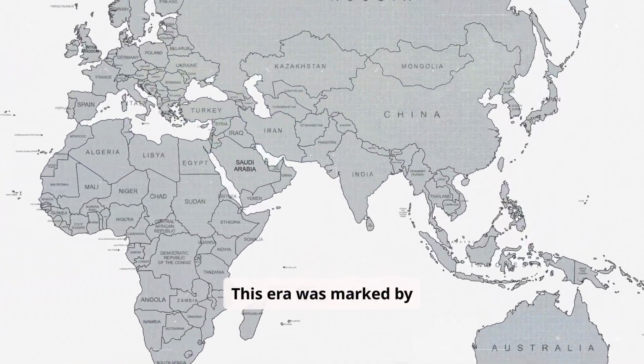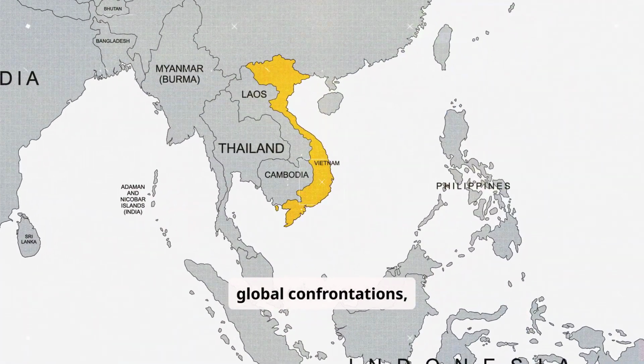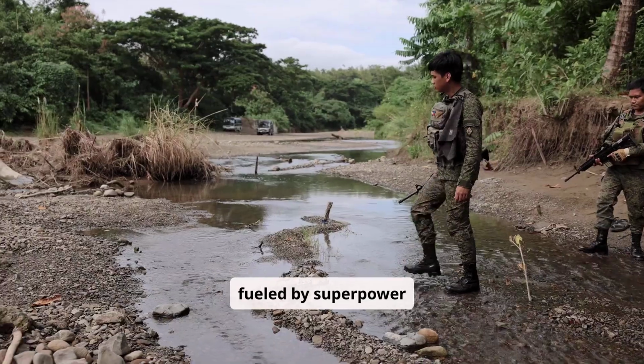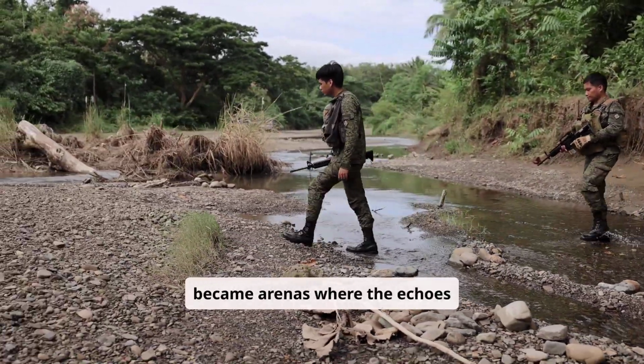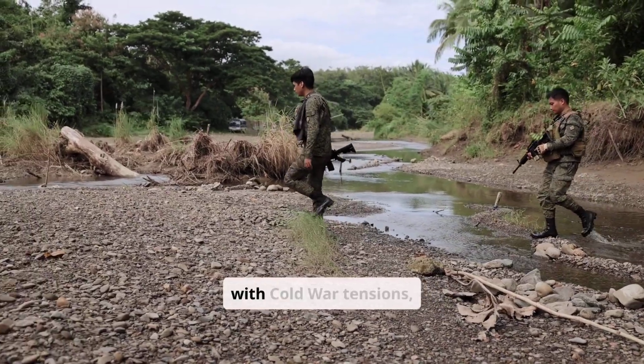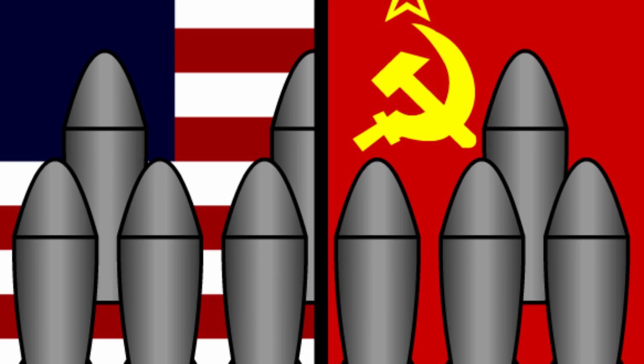This era was marked by proxy wars. Local conflicts flared into global confrontations, fueled by superpower rivalries. Korea, Vietnam, and Afghanistan became arenas where the echoes of past conflicts mingled with Cold War tensions, demonstrating the complex interplay between ideology and imperial legacy.